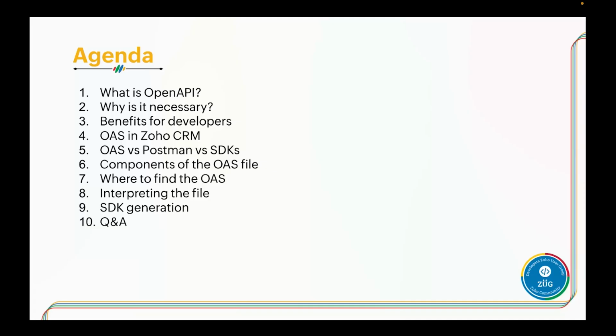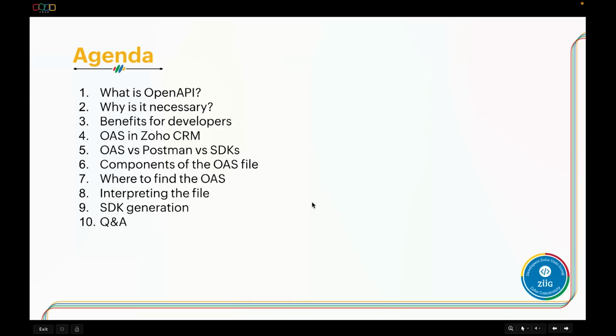Now, you learn that Zoho CRM offers full OAS support. We'll dive into how Zoho CRM uses OAS and how you can make the most of it. Now comes the choice. We have the Postman collection, we have the SDKs, and we also have the OAS. We'll compare them so you know when to use what. Next, we'll pop the hood on the actual OAS file components, what's inside, what each part does, and why it matters. You'll see where to find the OAS files for Zoho CRM and how they're organized module-wise for flexibility.